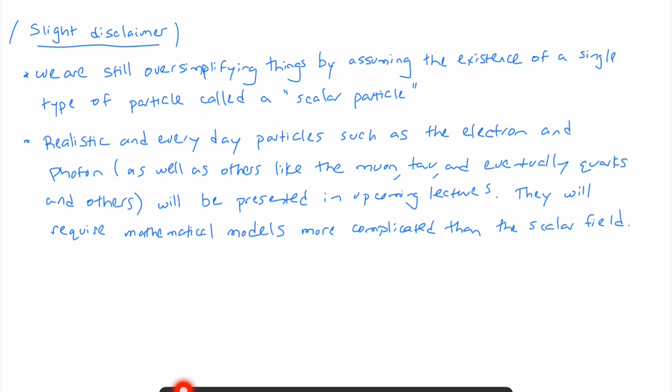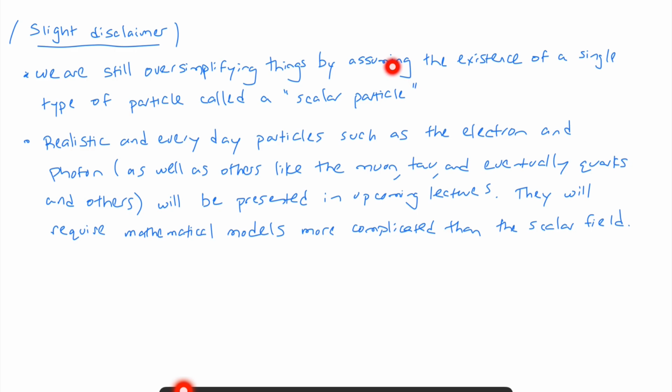Again, still a slight disclaimer, but I think these are important things for pedagogical reasons. We're still oversimplifying things by assuming the existence of a single type of particle, which I'll just call a scalar particle. It's the one represented mathematically by our phi field. Realistic and everyday particles that are much more common, such as the electron and photon, as well as other ones like the muon, tau, and eventually quarks, will be presented in upcoming lectures.